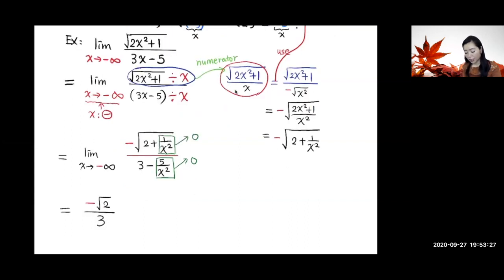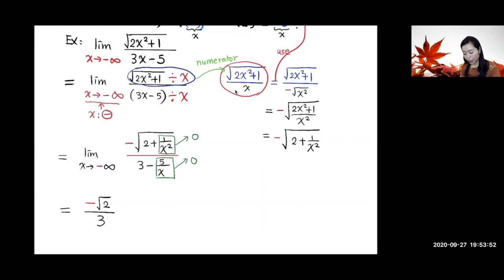The denominator is just the same as before. 3x divided by x is 3. Negative 5 divided by that is, oh, I think I made a mistake. This is negative 5 divided by x, which is negative 5 over x.